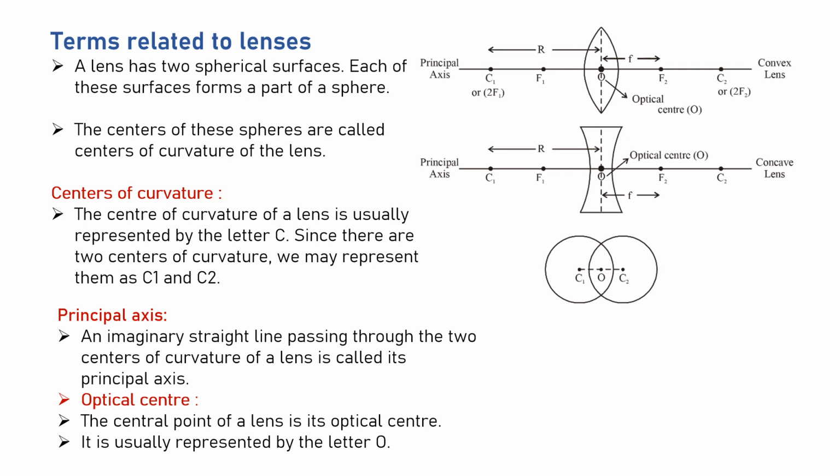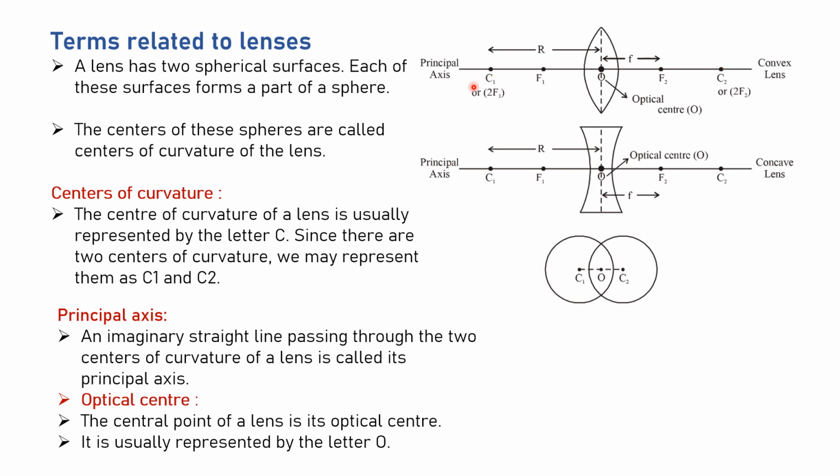We have seen that these are the two spherical surfaces, right? The lens has two spherical surfaces. And a line is passing through these surfaces. Now what do we call this? The center of the sphere is called the center of curvature of the lens. Suppose this is the center, and this is the sphere. The center of the sphere is called the center of curvature.